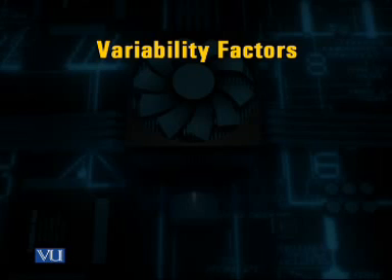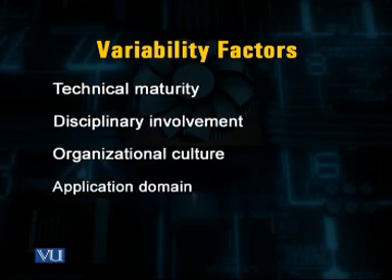Let's consider the variability factors. As you can see on the slide, there are 4 variability factors which affect the requirements engineering processes. Number 1, it's the technical maturity. Number 2, disciplinary involvement. Number 3, organizational culture. And number 4, application domain. Now consider each one of them in detail.